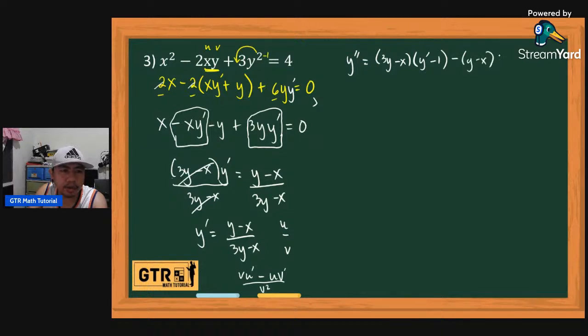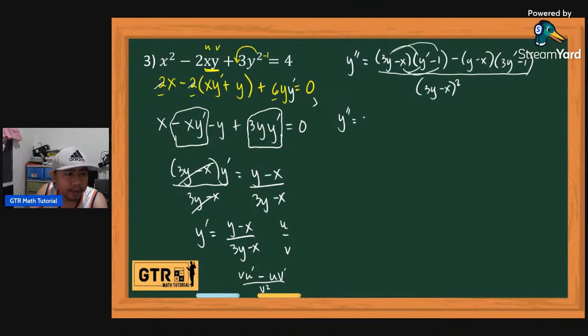Derivative of the denominator, derivative of 3y is 3y prime. Derivative of negative x is negative 1. All over the denominator squared. Okay, so we have 3y minus x squared. So let's just simplify. So distribute y prime. We can use the FOIL method. So just distribute 3y to y prime and negative 1, negative x to negative 1. So use the FOIL method.